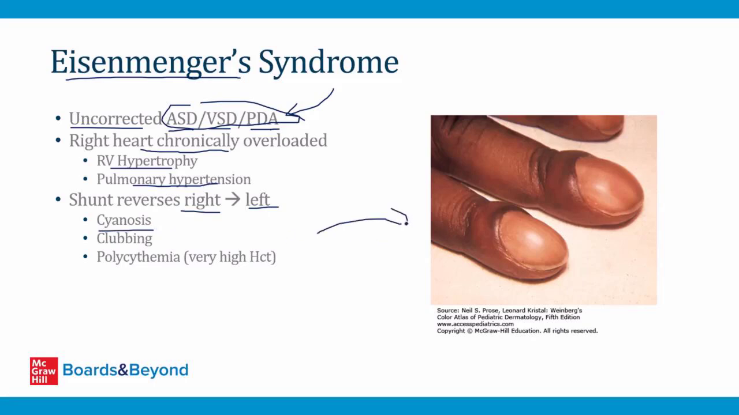Clubbing of the fingernails is a classic finding in cyanotic congenital heart disease. It also occurs in other lung conditions. It's not specific for cyanotic congenital heart disease, but it is a classic finding, and that's what's shown here, where the fingernails sort of bulge out like this. This is called clubbing. And then lastly, when these shunts reverse, these children develop polycythemia, a very high hematocrit, and that's because their body's being deprived of oxygen, so their bone marrow is responding by producing more red cells.